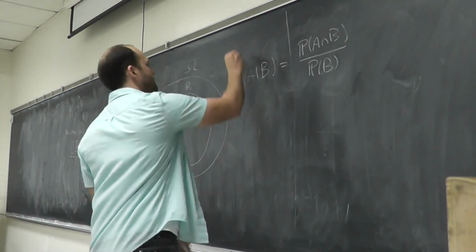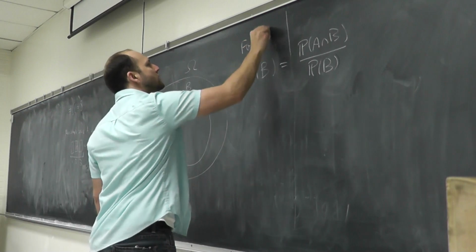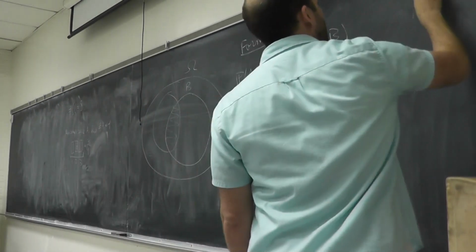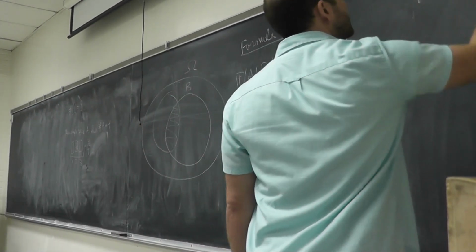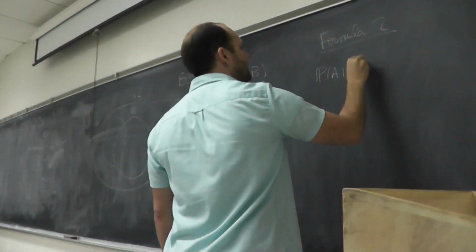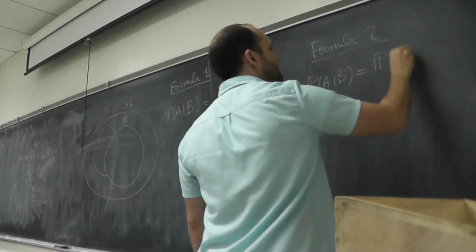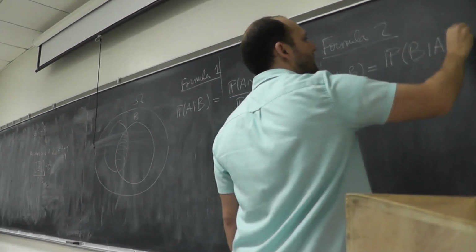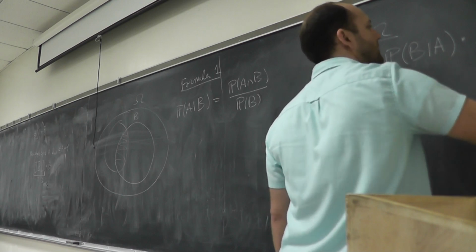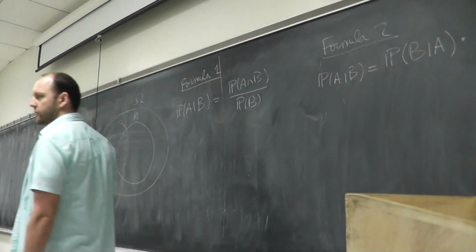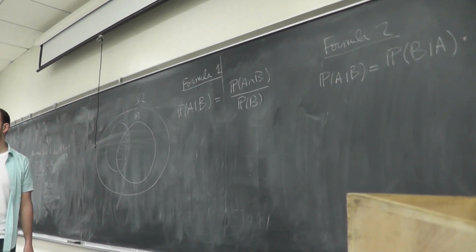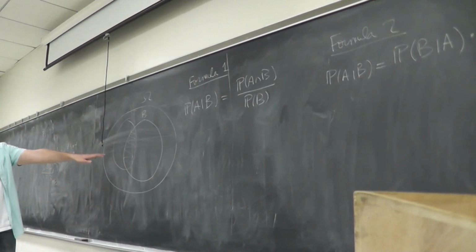The other formula, here's formula 1. Formula 2 is the probability of A given B is the probability of B given A times the probability of A over the probability of B. You guys went over both of those? Okay. The second one's a little bit more complicated. The first one should be really clear just from looking at the picture.